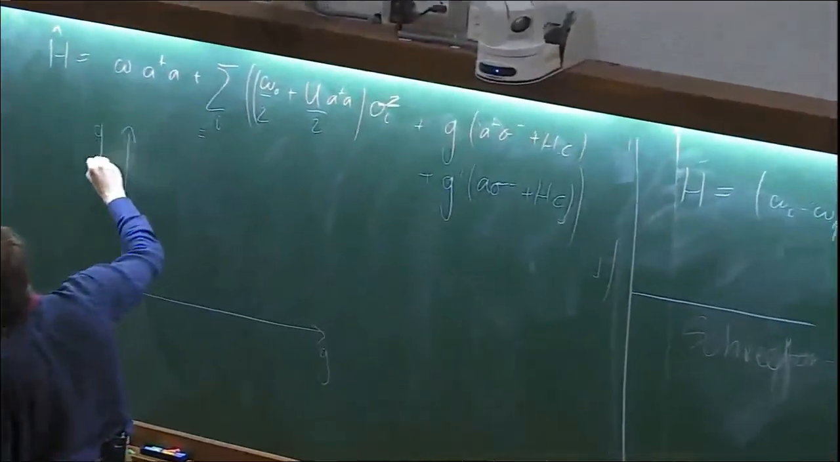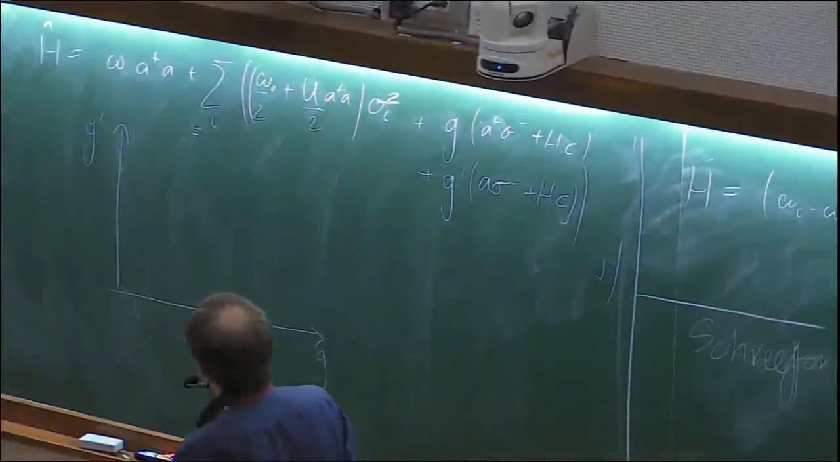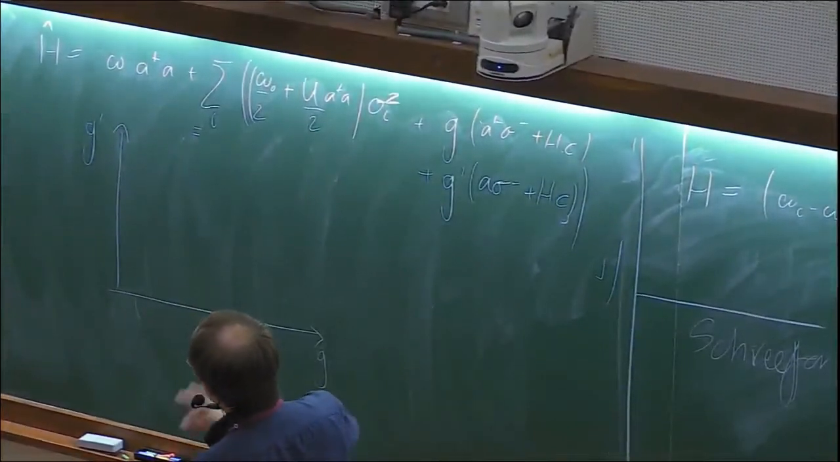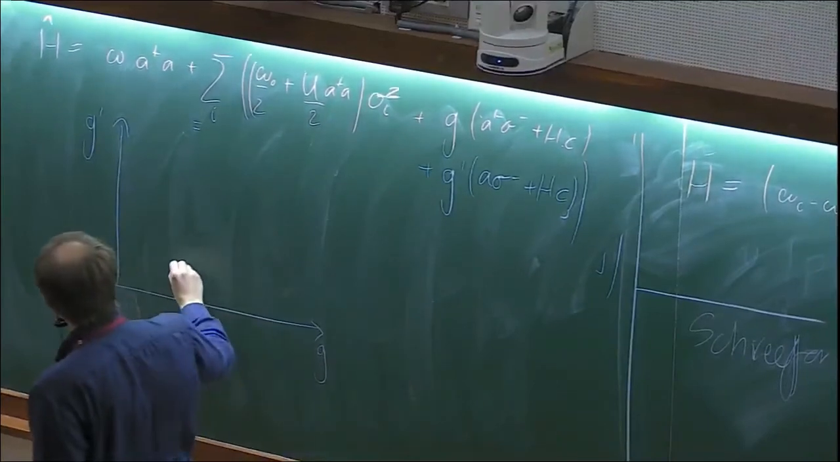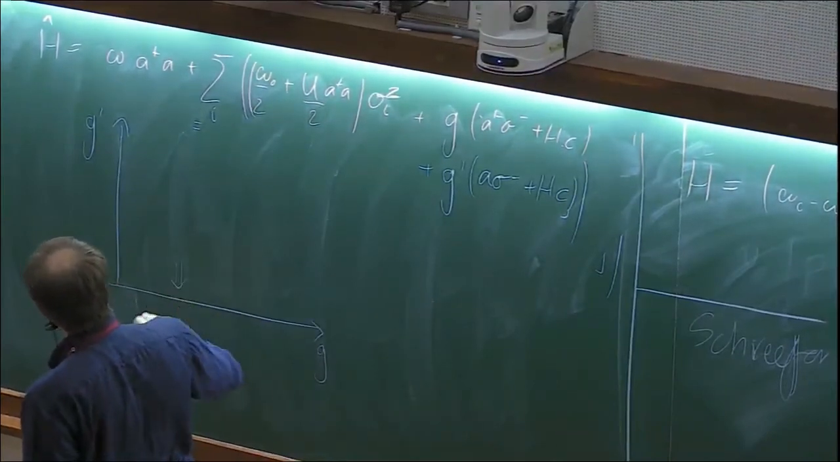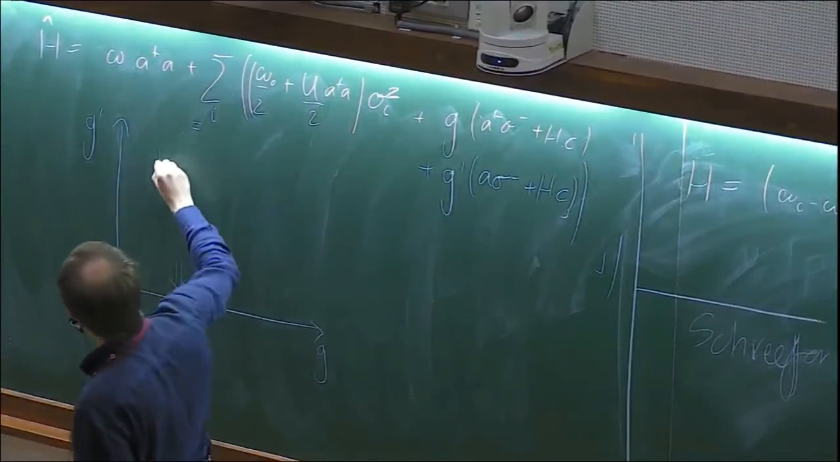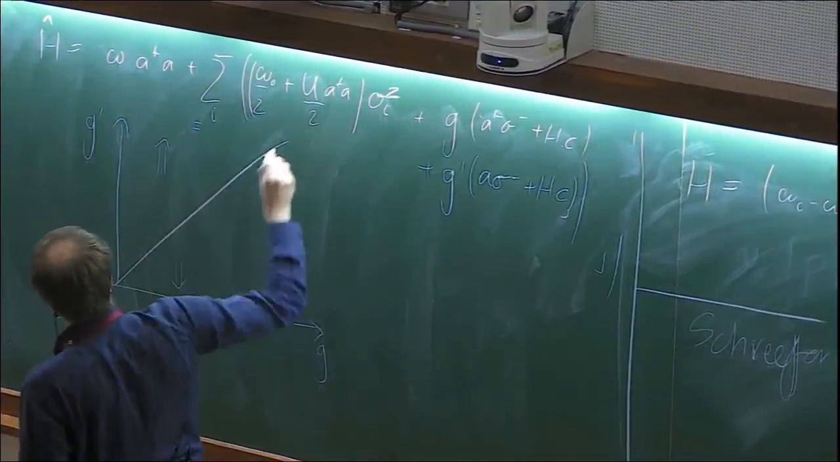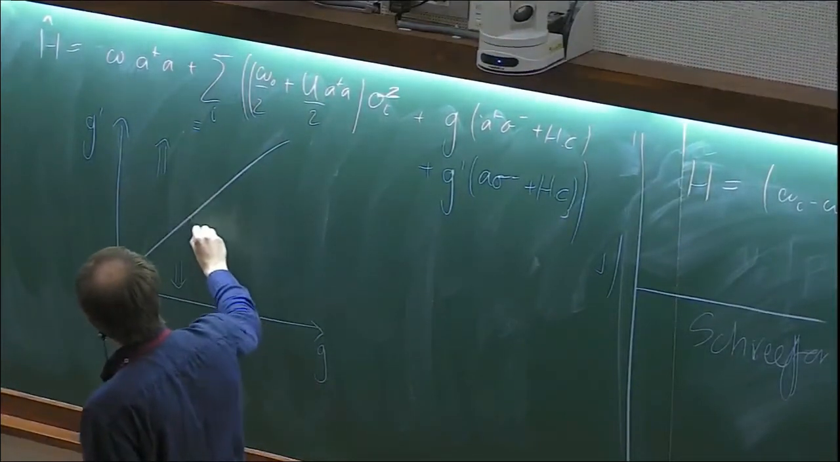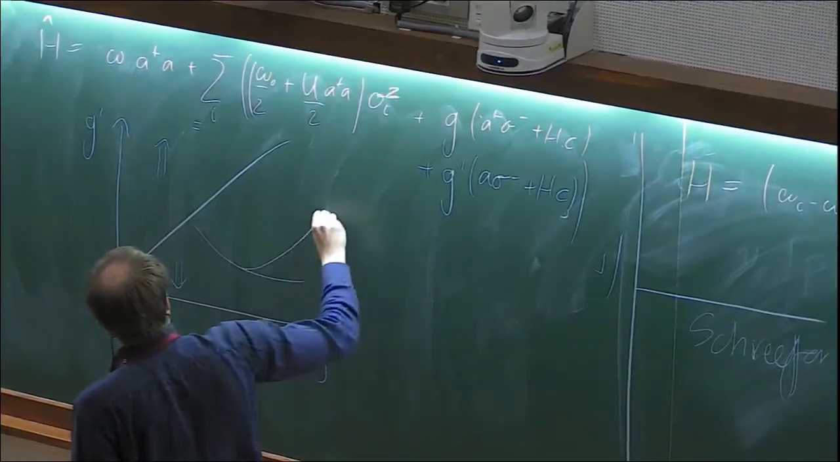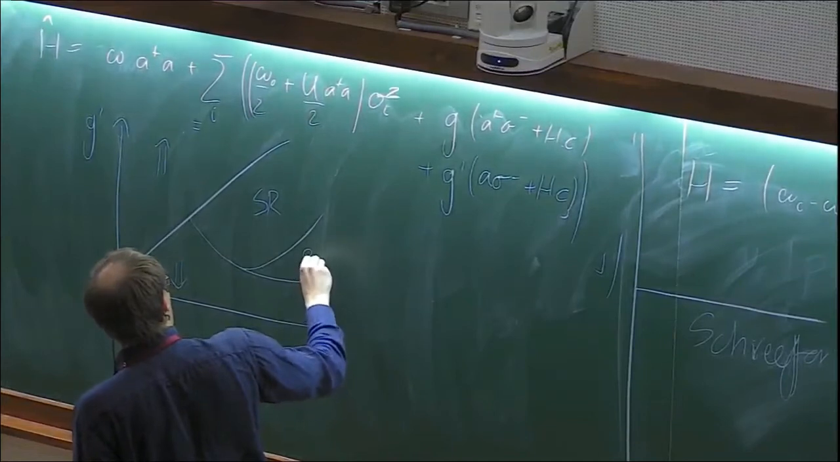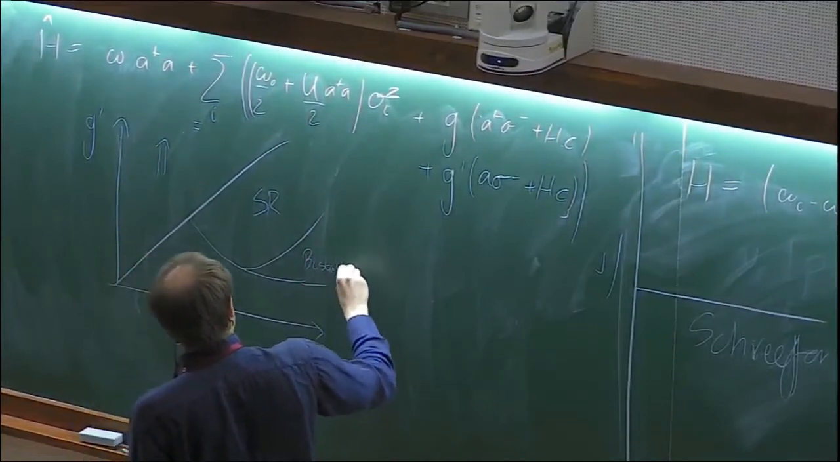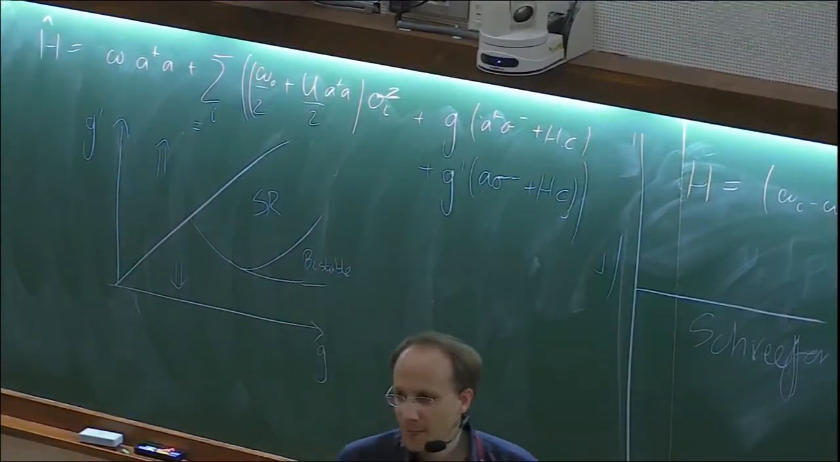I believe it's this way around. I'm drawing this from memory. But what you find in this kind of phase diagram is that here is a state where it's normal and all the spins want to point down. Here is a state where it's normal and all the spins want to point up. And there is a superradiant region here. And here is actually bistable between whether it's superradiant or in its normal state.